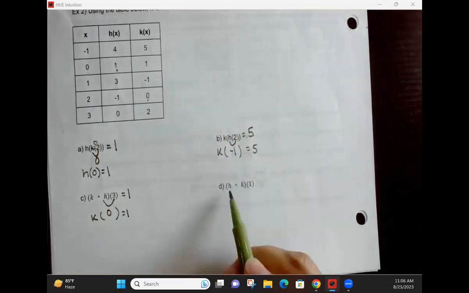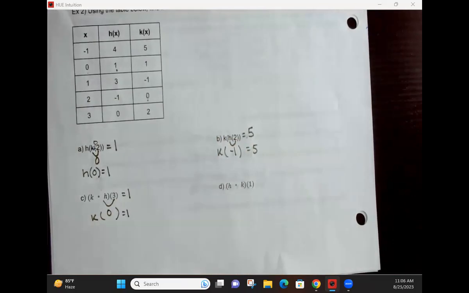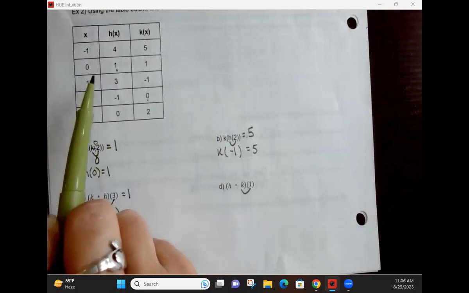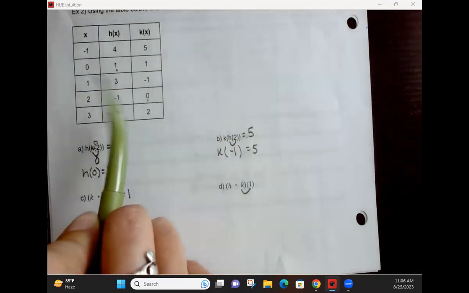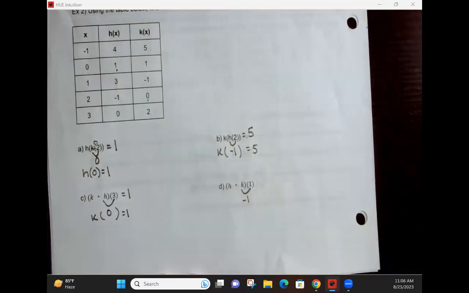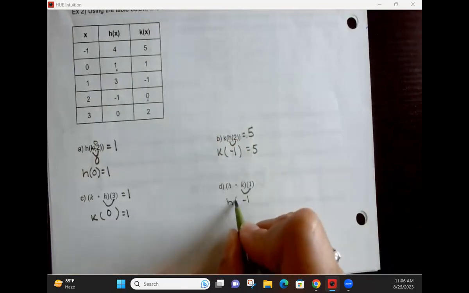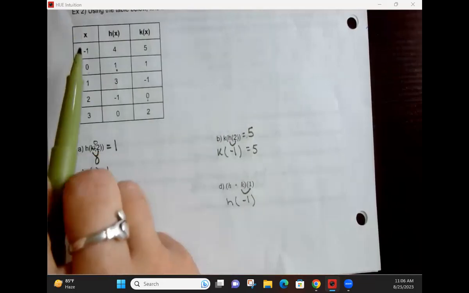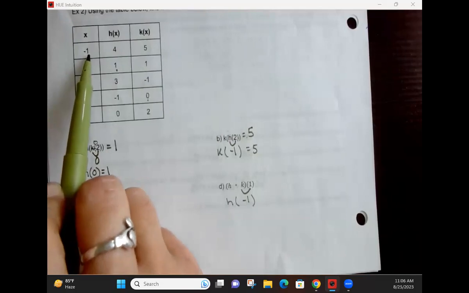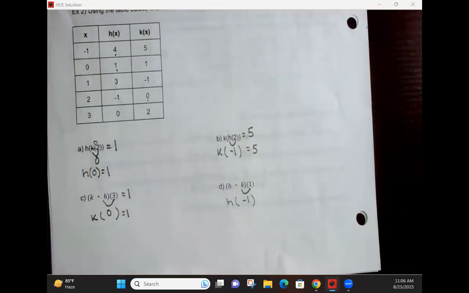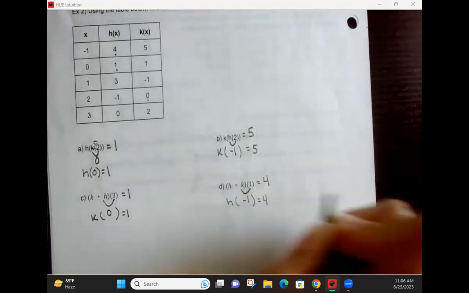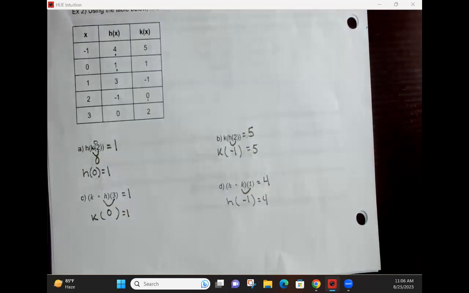And then for D, H of K of 1, we start with K of 1. So my input is 1. The output for K would be -1. And then we find H of -1. So my input now is -1. The output for H is 4. So H of K of 1 is 4.